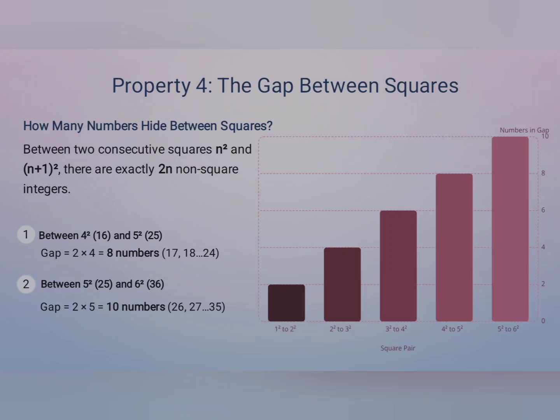Similarly, between 25 and 36, there are 10 numbers in between. Therefore, between any two consecutive squares, n squared and n plus 1 the whole squared, there are exactly 2n non-square integers. Applying the value of n, we can just multiply 2n and find the number of non-square integers, which is one of the most important objectives of this section.